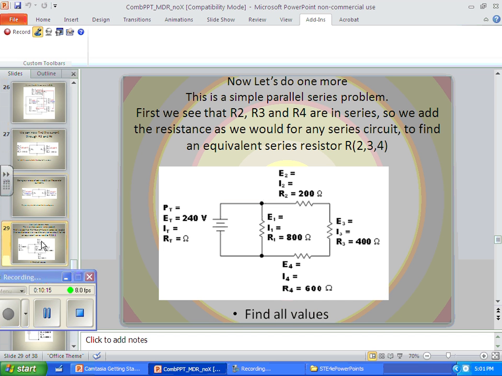Okay. Now, new problem. Now this is the other kind of problem. The first one was a simple, I've forgotten what kind of problem it was, but this is the other kind of problem. They're both combination, but the other one was parallel series or series parallel. This is the other one. So this is also a simple one.